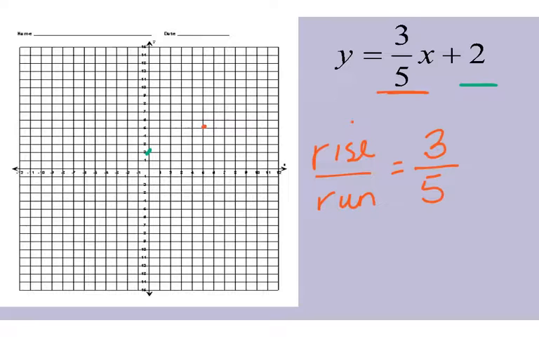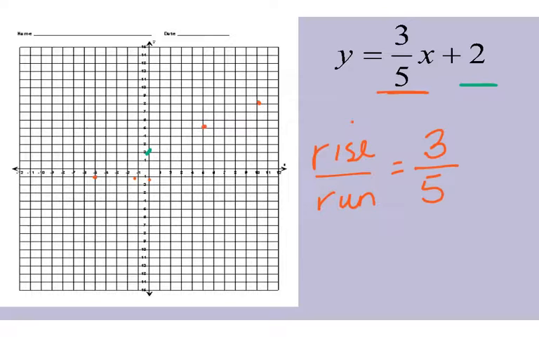And there's a point. And I'm going to go up from that point. 1, 2, 3, and over 5. 1, 2, 3, 4, 5, and plot another point. Now I can do the same thing from the y-intercept, and I can go down into the left. So I can create a longer line. Down 3, left 5, and I plot it.